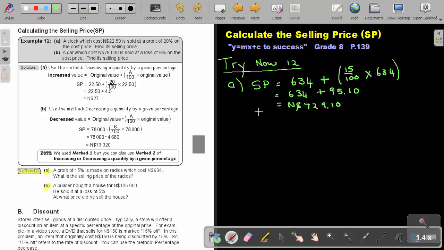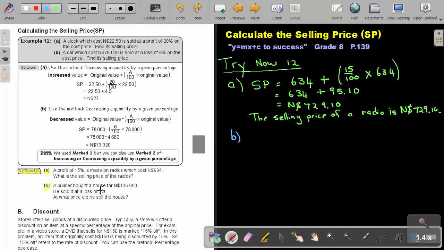Because it's a practical sum, we can write: what is the selling price of a radio, and the answer is 729.10. Okay, let's look at number B.